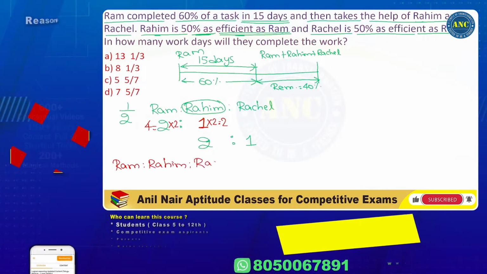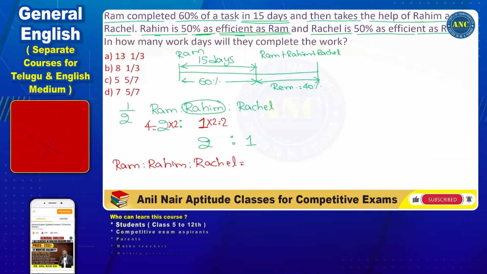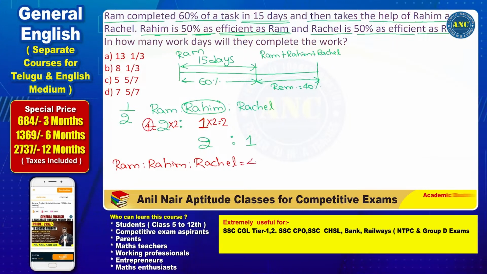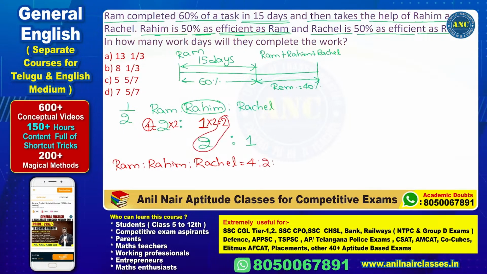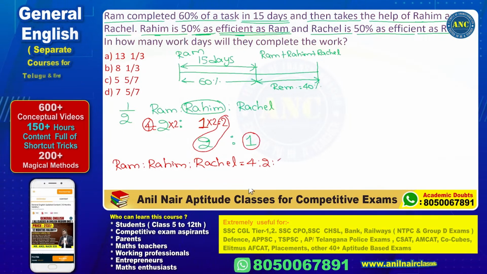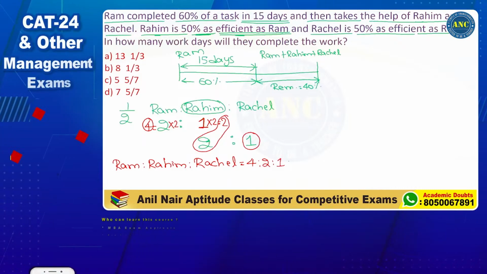That means if I take the individual efficiencies of all the people in red color, which is written at the bottom of the screen, Ram is 4 chocolates per day. Rahim is 2 chocolates per day in both the cases. In fact, Rachel is 1 chocolate per day. I hope till here it is clear for you people.